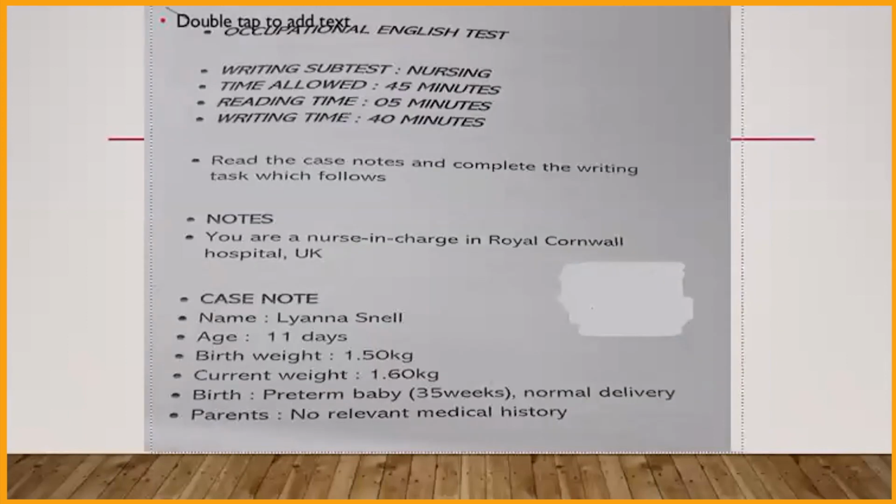Now we're going to see what is important, what is not important. What do you all think is important? I want you all to do that. In the first page, what do you think are the important details? Designation of the nurse. First in charge in Royal Cornwall. Nurse in charge, you can write it as nurse in charge. Yeah. Name. Lioness Snell. 11 days. Birth weight. Yeah. 1.5 kg. Current weight also. Baby. All important.